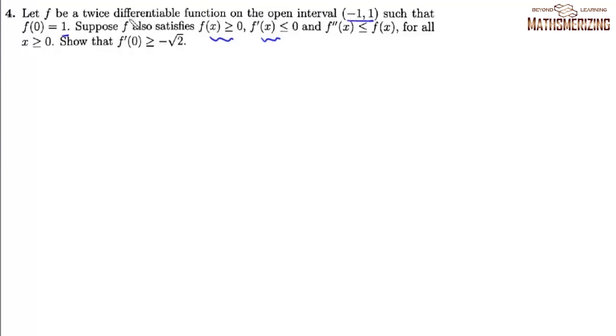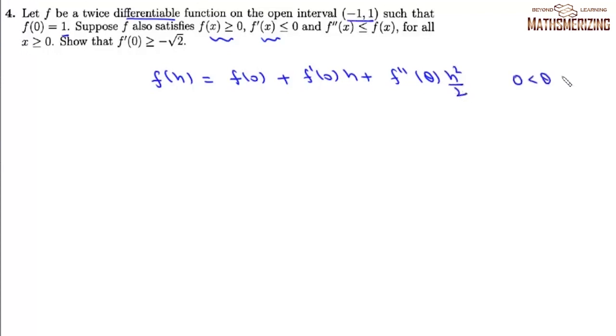Now it is given that this function f is a twice differentiable function, so we can use Taylor's polynomial theorem. We can write fh will be equal to f0 plus f dash 0 h plus f double dash theta h square upon 2, where theta lies between 0 to h. Now since f double dash x is less than or equal to fx, we can write f double dash theta will be less than or equal to f theta.